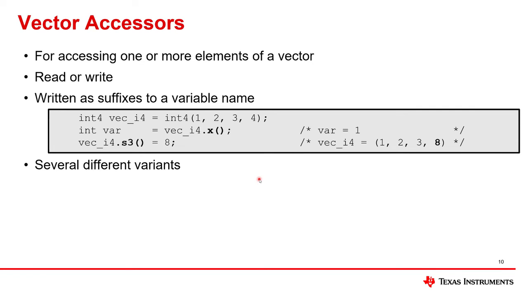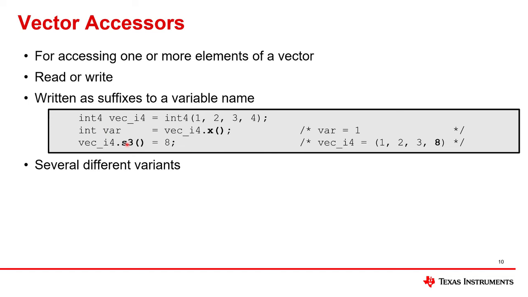Vector accessors are a method for accessing individual elements of a vector. You can use accessors to read or write, and they are written as suffixes to a variable name. So here's our getting-to-be poster child example. We initialize a vector to 1, 2, 3, 4. This accessor right here, .x, looks like a function call. It picks up the first one and assigns it to that variable.